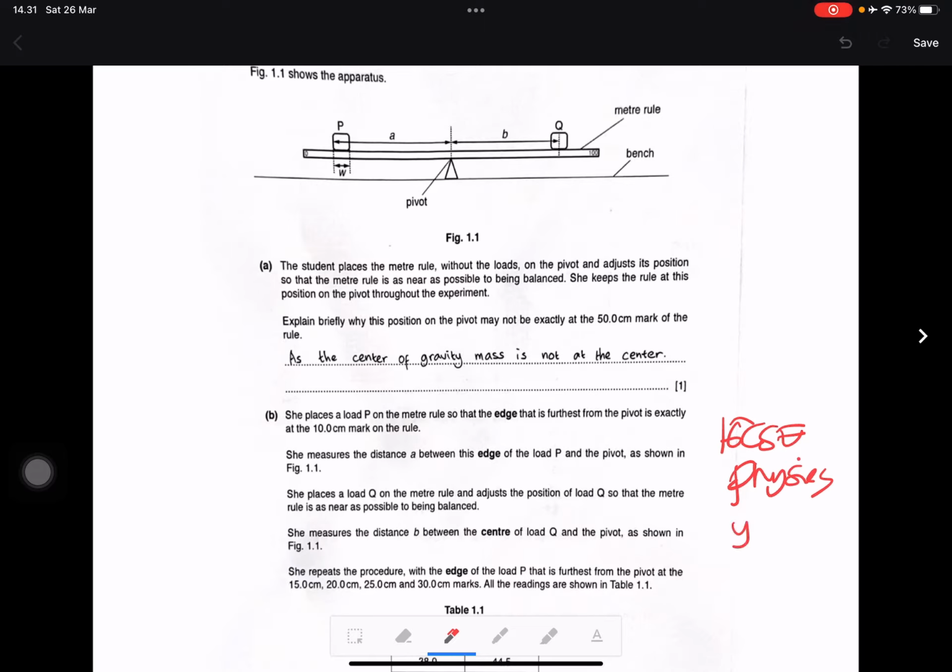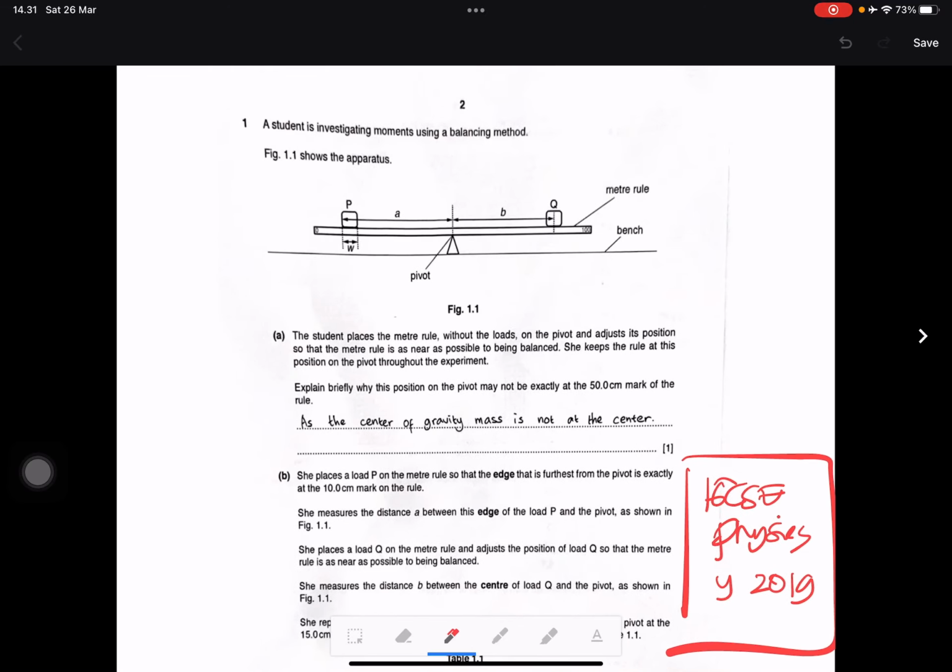Physics year 2019. This one is actually from a student, which I use as the exam or mock test. So let's check together. If I have any mistakes, please give me advice. Okay, let me check.